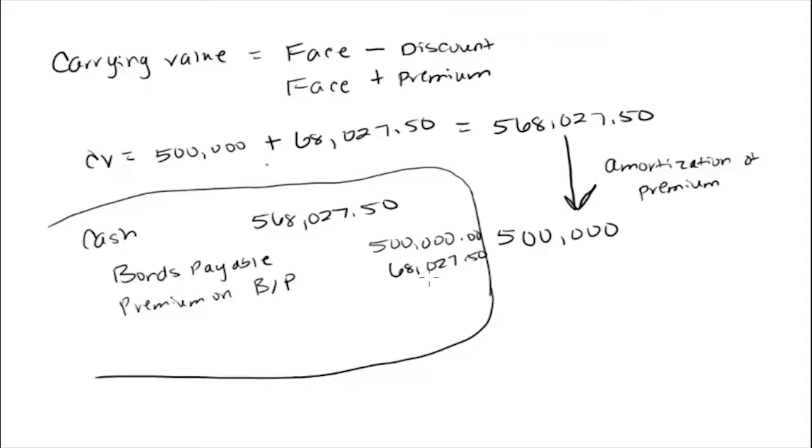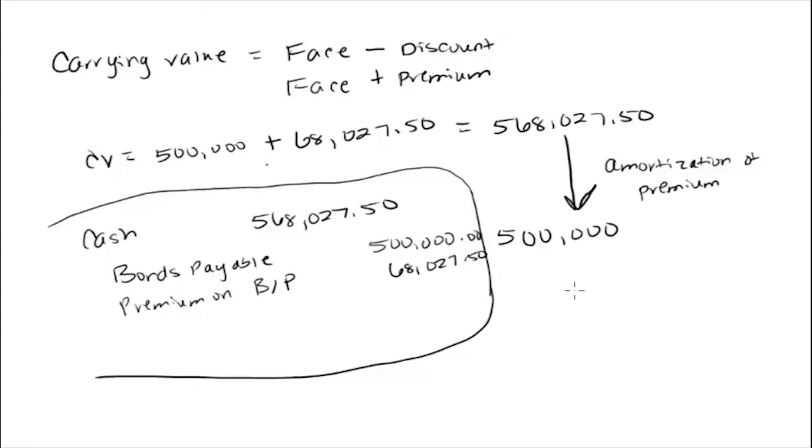So over time, we need to take this 68 and it needs to go away. We need to reduce it each year. If it was a discount, we would reduce it also, but it would actually make the carrying value go up because it would already be below the face because it's a discount. So we can use something called the effective interest method of amortization to amortize the discount or premium. You could also use straight line amortization, which is where you take this and you simply divide it by the term of the bonds.